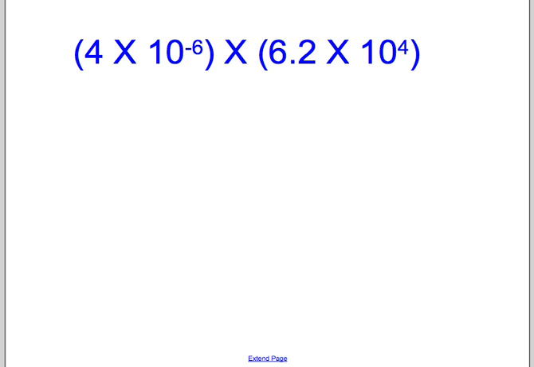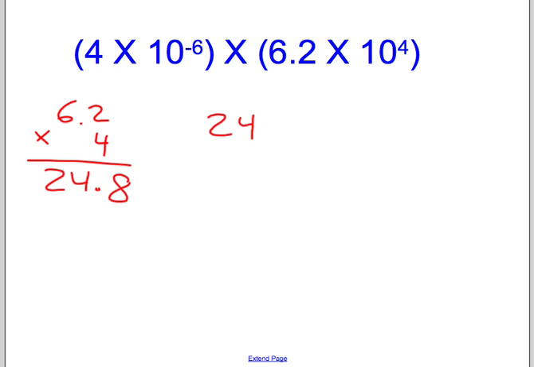So we're going to take our 4 times our 6.2. You could write it out on your homework assignment, use your calculator if you wanted to, and you get 24.8. So you have 24.8 times 10 to the negative second. Negative 6 plus 4 is negative 2. Are we done? Heck no.